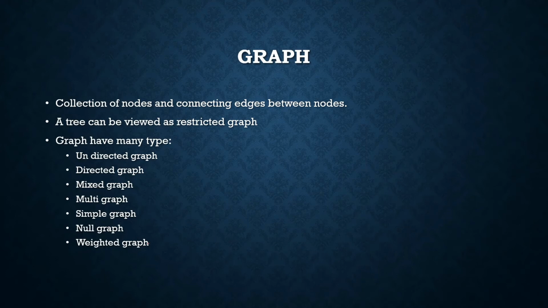Going forward, graphs. Graphs are a collection of nodes and connecting edges between nodes. A tree can be viewed as a restricted graph. Graphs have many types. There are undirected, directed, mixed, multigraph, simple graph, null graph, weighted graph. We will learn about it in the next session.